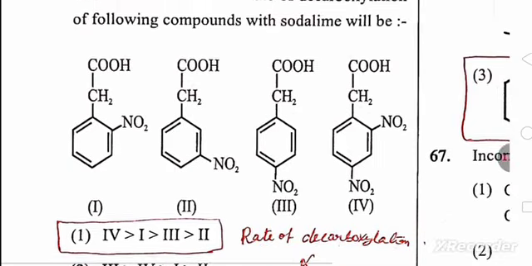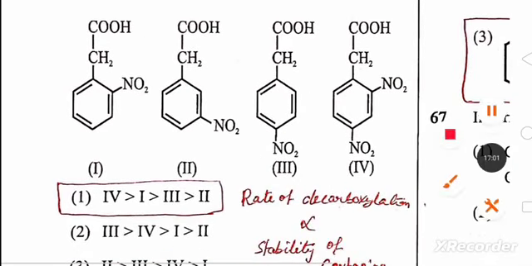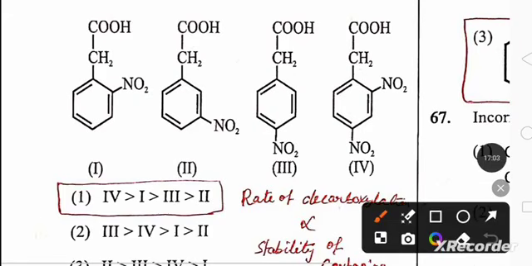So among the given 4 options, we need to find the rate of decarboxylation, where you can find more decarboxylation. The most decarboxylation you will get is in option 4. There you can find 2 nitro groups, one at the ortho position and one at the para position. Because of that, it will give the most stable carbanion.